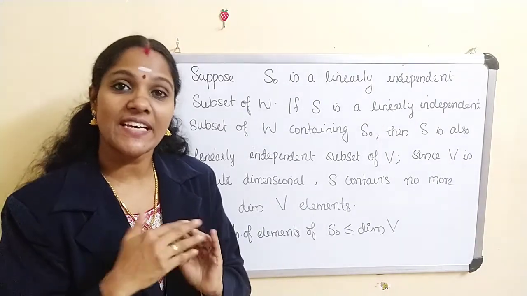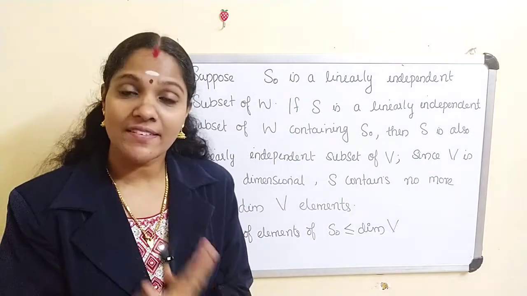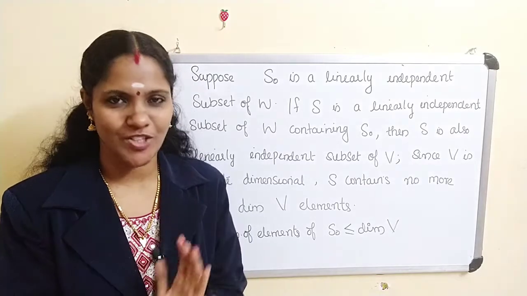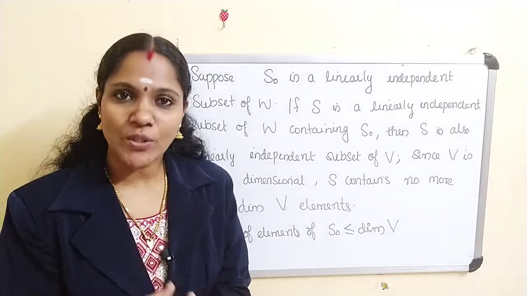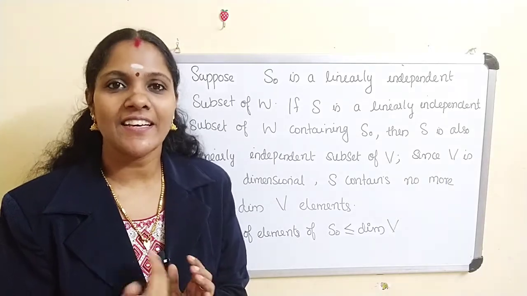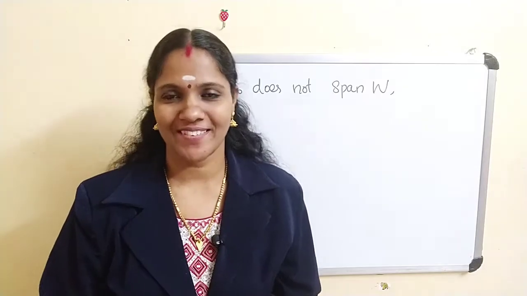Suppose S naught itself spans W. S naught is linearly independent and S naught itself spans W. Then clearly S naught is a basis for W. Now moving to the next case.